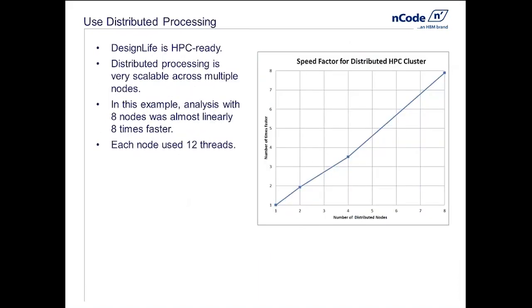Similarly, another twist on faster analyses these days in the CAE world is to take advantage of multiple compute nodes, distributed processing, or what you might refer to as HPC, a high-performance computing environment. DesignLife is HPC ready. We can see here in this graph, similar plot to before, how much faster the calculation runs as a function of the number of separate compute nodes being used. And you can see that we get very nice scaling with this.